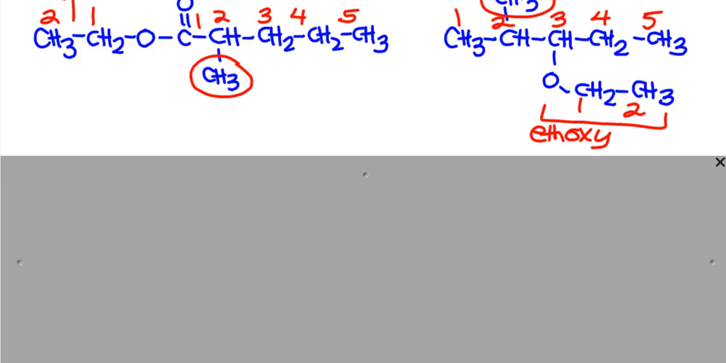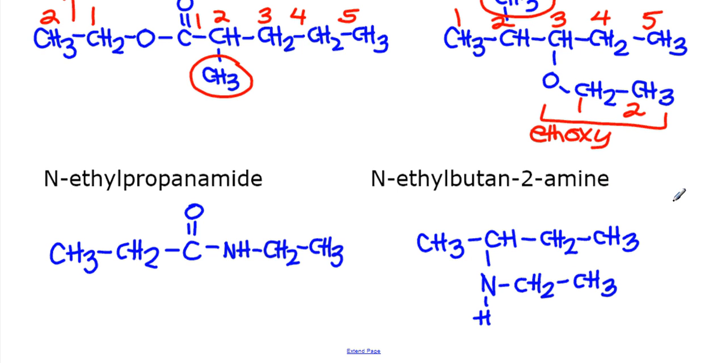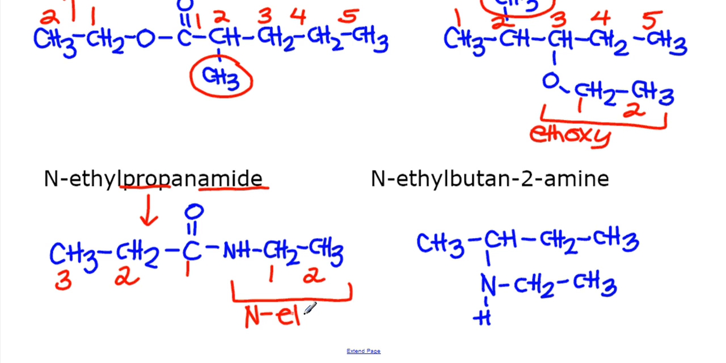Last 2, we've got N-ethylpropanamide, so we know this is an amide. Prop for 3 carbons attached to the carbon with the double bond, so that's this one over here. And then this is the N-ethyl, 1, 2, and here's the N. So this is my N-ethyl. And this here, if we're looking, this is an example of a secondary amide for reference.